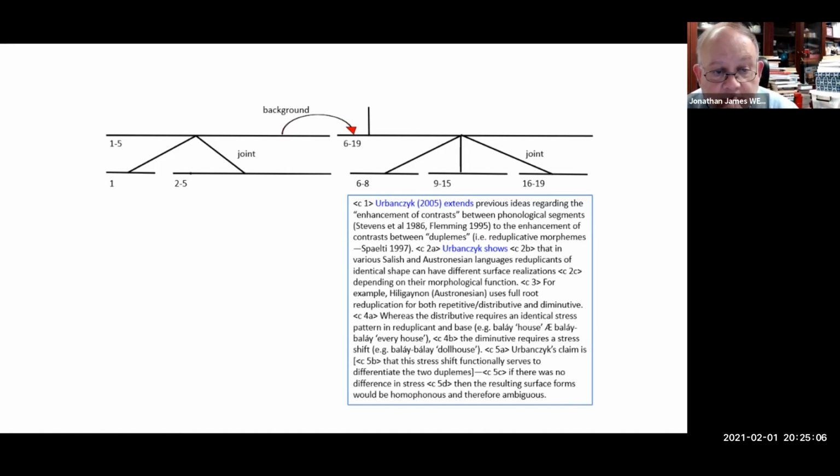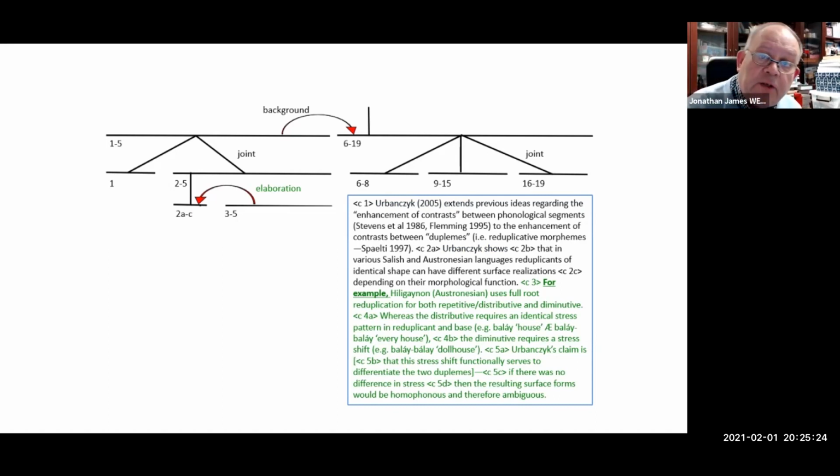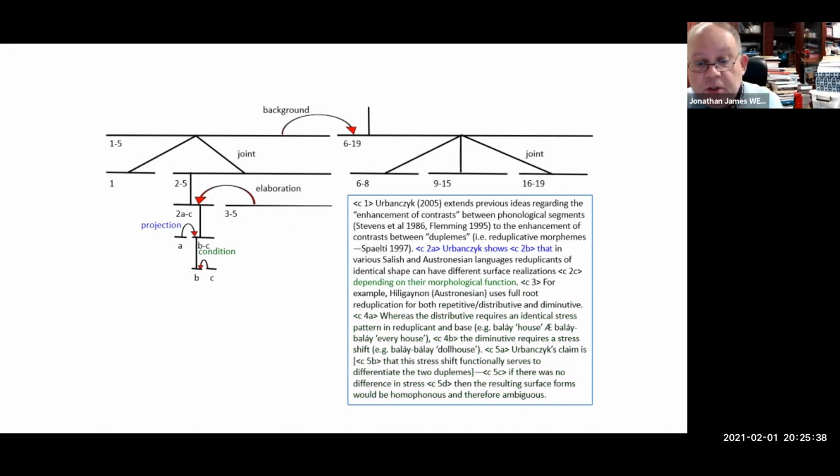Now 2 through 5. If I go through and take a look, is there anything that gives me a clue as to what's going on? For example, what follows is an example. Well, that's elaboration. Now, if I look at 3, I'll notice something else, and I'll come to that. Okay, 2A to 2B, projection. Urbanchik shows that we have a that clause, all right? So that was projection. How do I know that B and C are related by condition? Well, depending on, that's a condition for what preceded it. Right, so I have these clues.